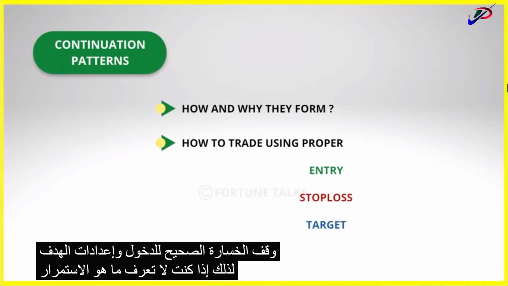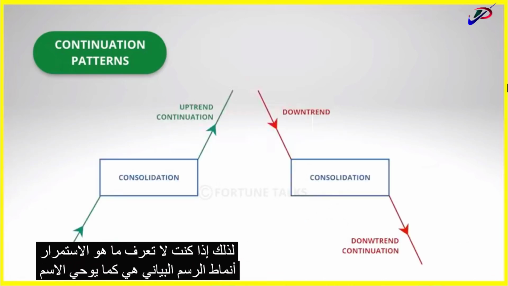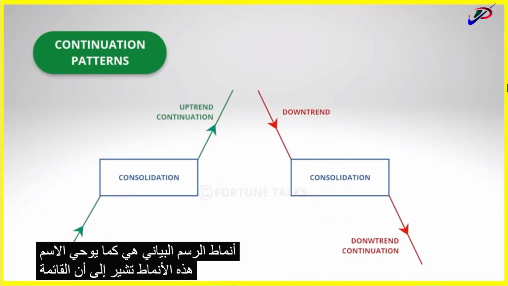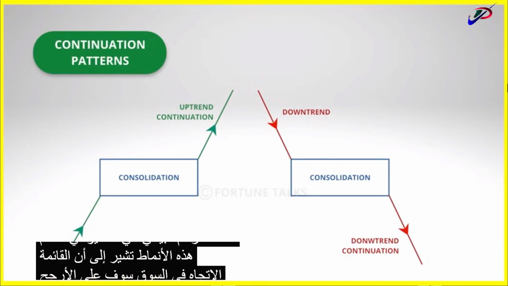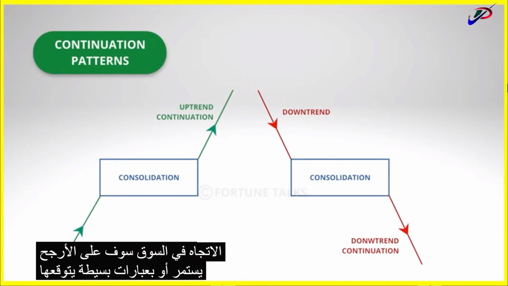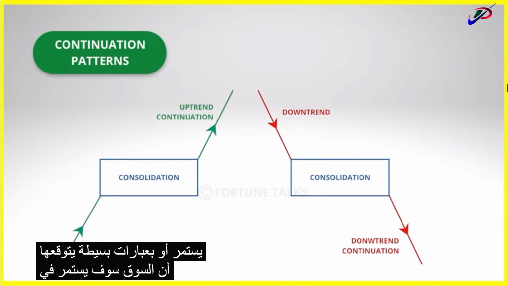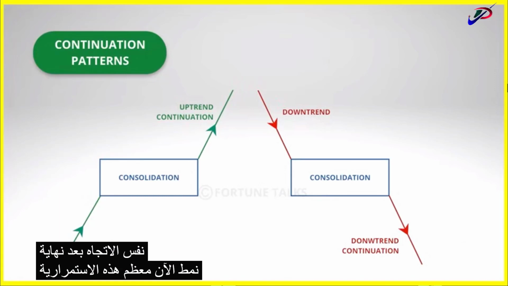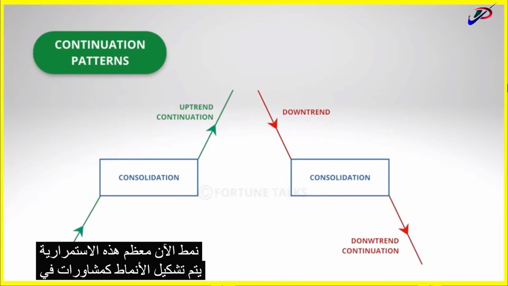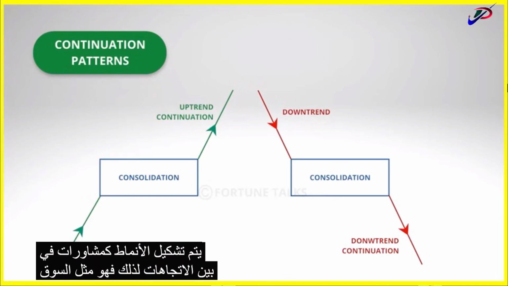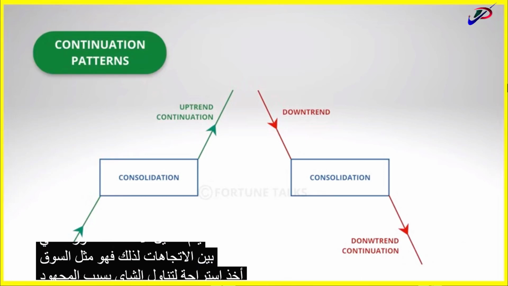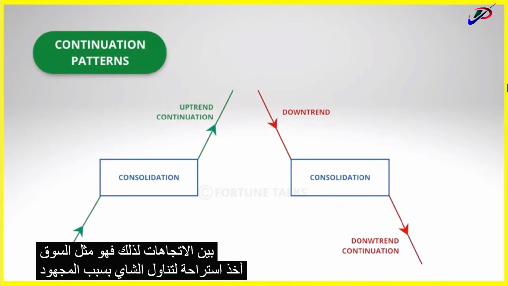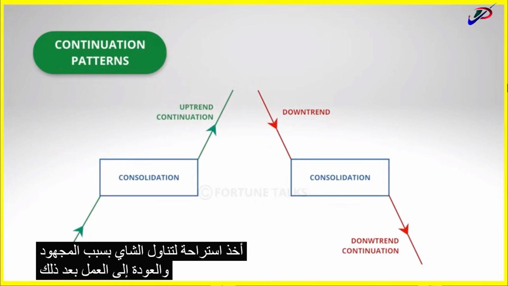So if you don't know what continuation chart patterns are, as the name suggests, these patterns signal that the existing trend in the market will most probably continue. Or in simple terms, it predicts that the market will continue in the same direction after the end of the pattern. Now, most of these continuation patterns are formed as consolidations in between trends. So it's like the market taking a tea break because of exhaustion and getting back to work after refreshment.